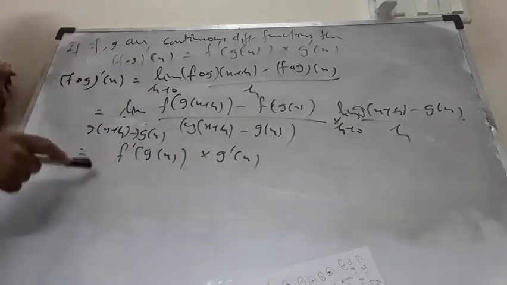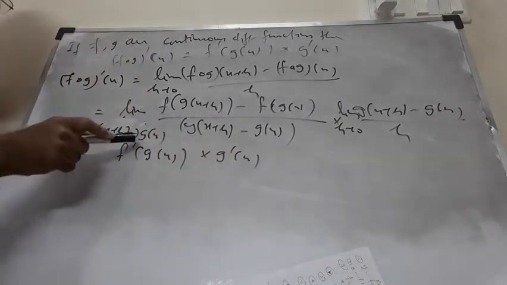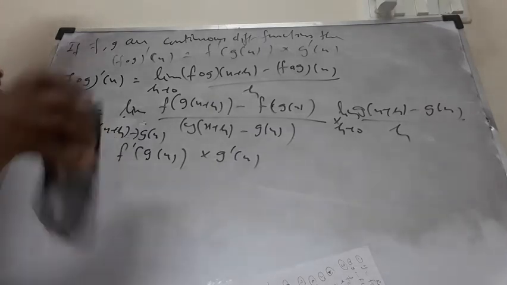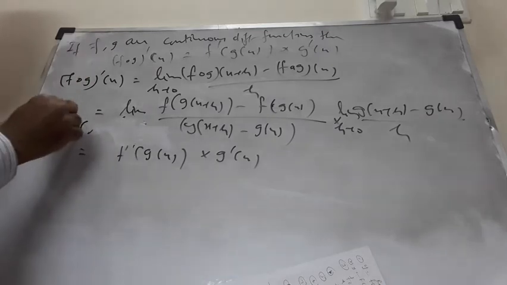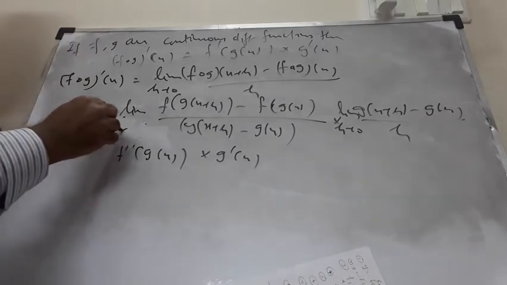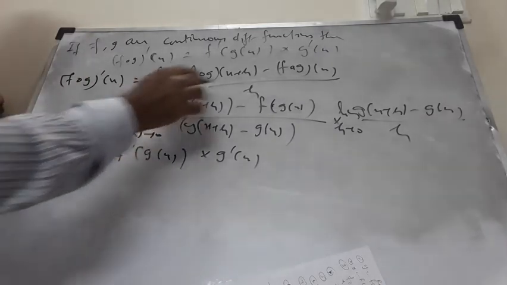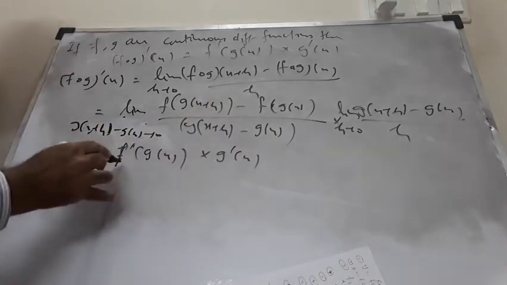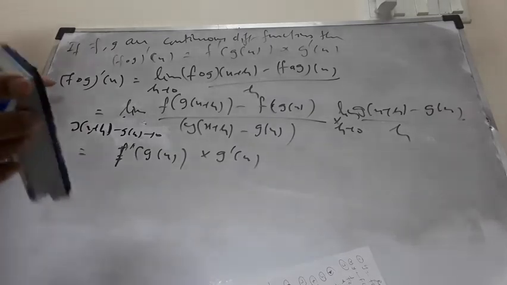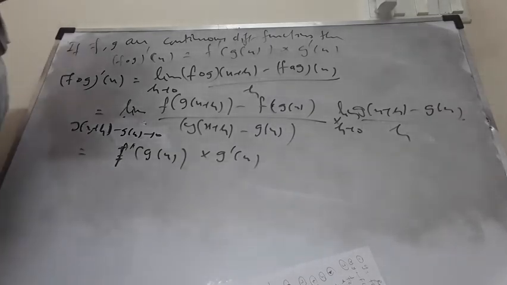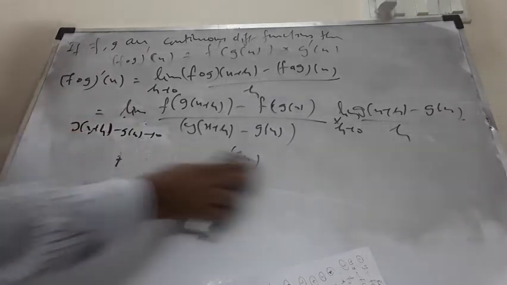Since g is a continuous function, when h tends to 0, g(x plus h) minus g(x) tends to 0. I can write the denominator, g(x plus h) minus g(x), tending to 0. Therefore, this limit becomes automatically f'(g(x)) into g'(x). This rule is called the chain rule of differentiation.